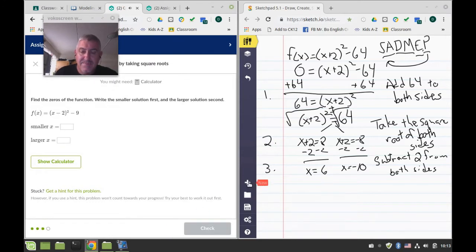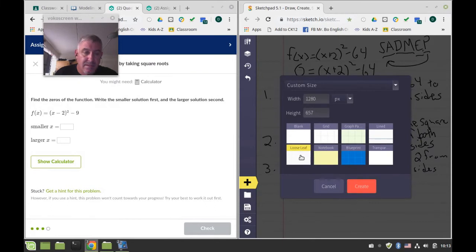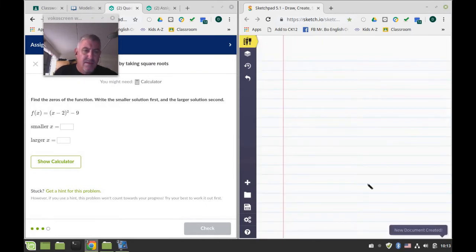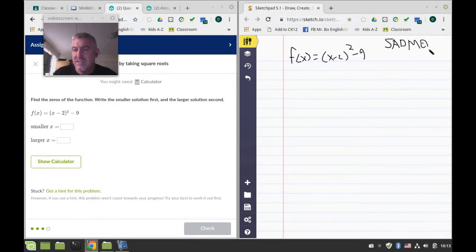Alright, and our last one here. Find the zeros of the function. Write the smaller solution first and the larger solution second. So this is a function again. F of x is equal to x minus 2 squared minus 9. And we want to find the zeros. So that means we'll set the function equal to 0. Okay, and what do we do next? Subtract and add. On one side, no, on two sides.